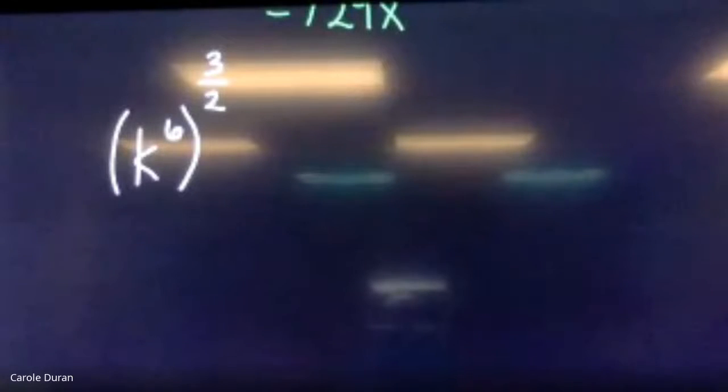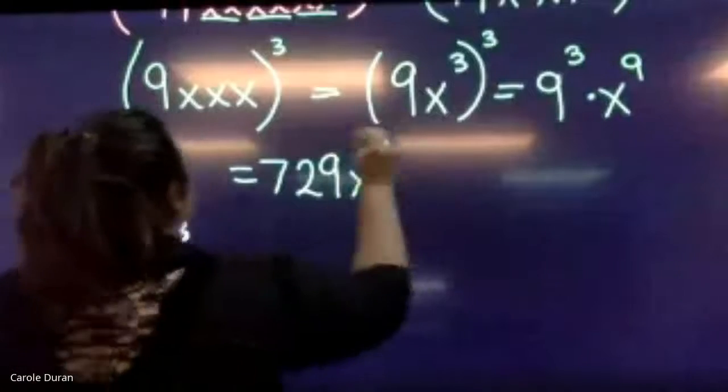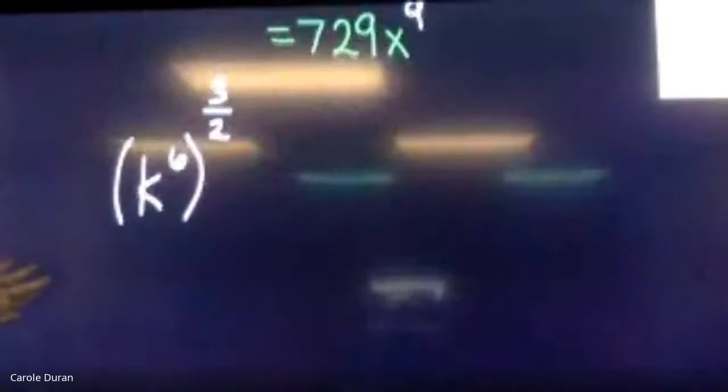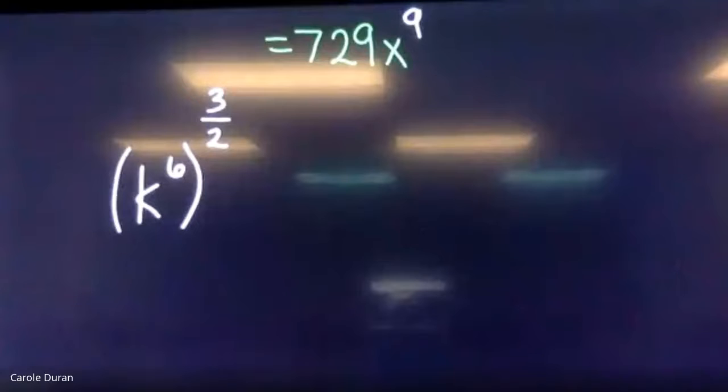It went from 3 to 9. And then it went from 9 to 3 at the end. It should be a 9, you're right. Okay. Good job. So this is the one you were doing, k to the 6th, all to the 3 halves power. First thing you need to do is change it over into a radical and then simplify from there.